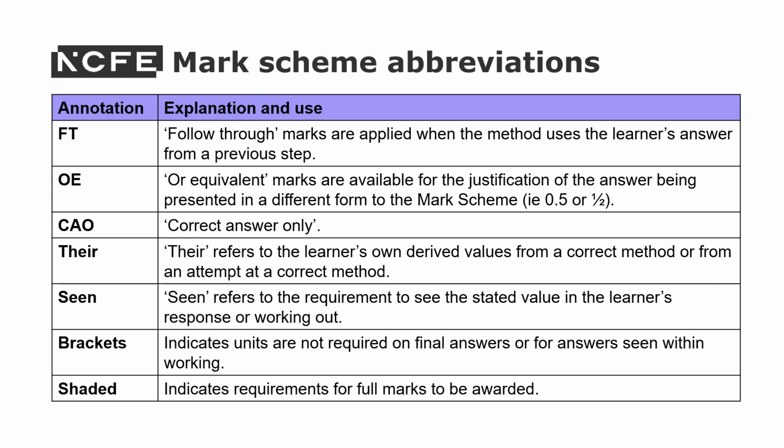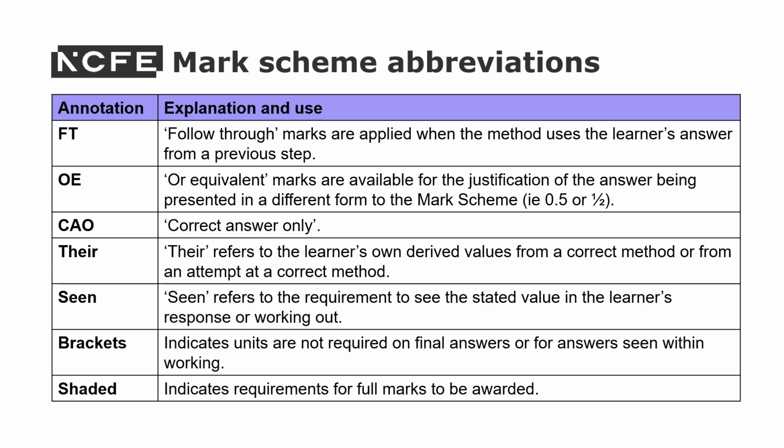OE stands for or equivalent. So that is if you've presented the answer differently. So for example, if in the mark scheme it says 0.5, but you've written a half, then both would be acceptable. CAO, correct answer only, so that mark would be awarded just for the correct answer only. "Their" refers to your own derived values from a correct method or from an attempt at a correct method. Seen refers to the requirement to see the stated value in your response or working out.